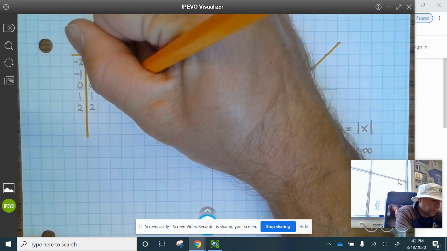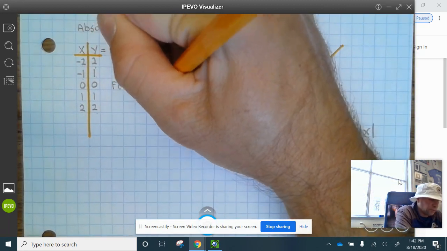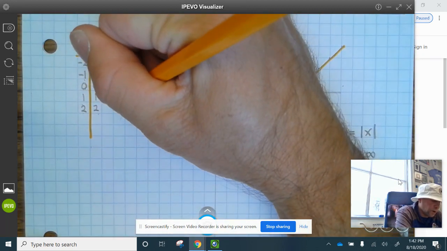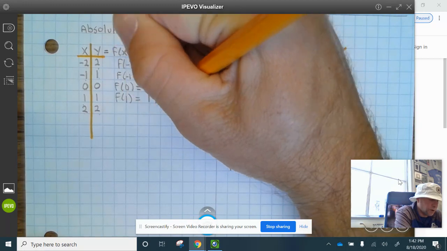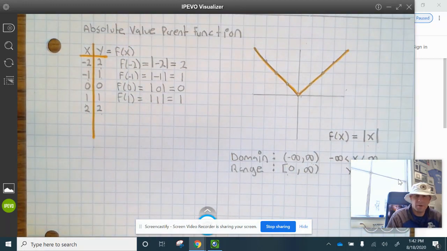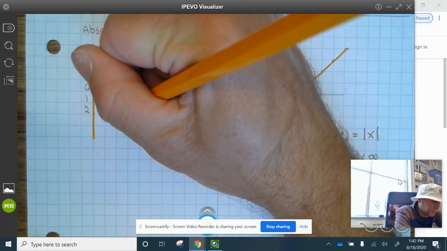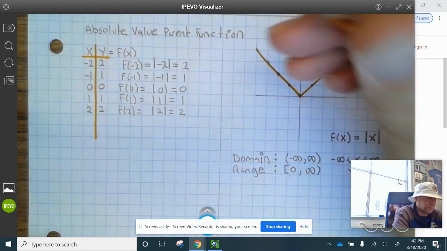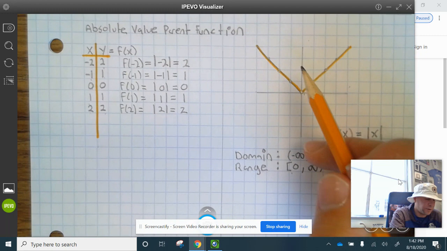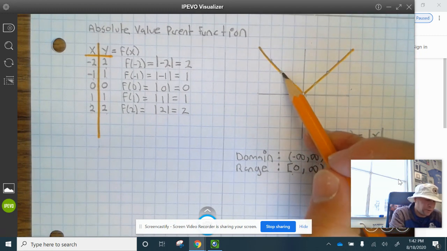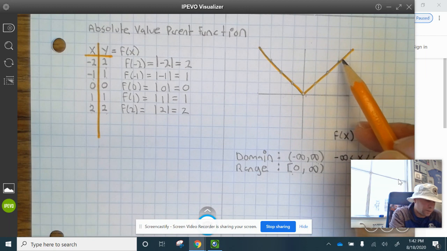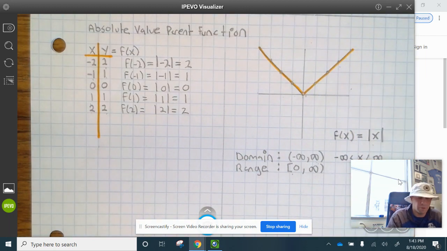When f of 0, that's the absolute value of 0 equals 0. When f of 1, the absolute value of 1 equals 1. And f of 2 equals the absolute value of 2, which is 2, and we have those points graphed here: -2, 2, -1, 1, 0, 0, 1, 1, 2, 2, and actually you can keep going 3, 3, 4, 4, and so on.